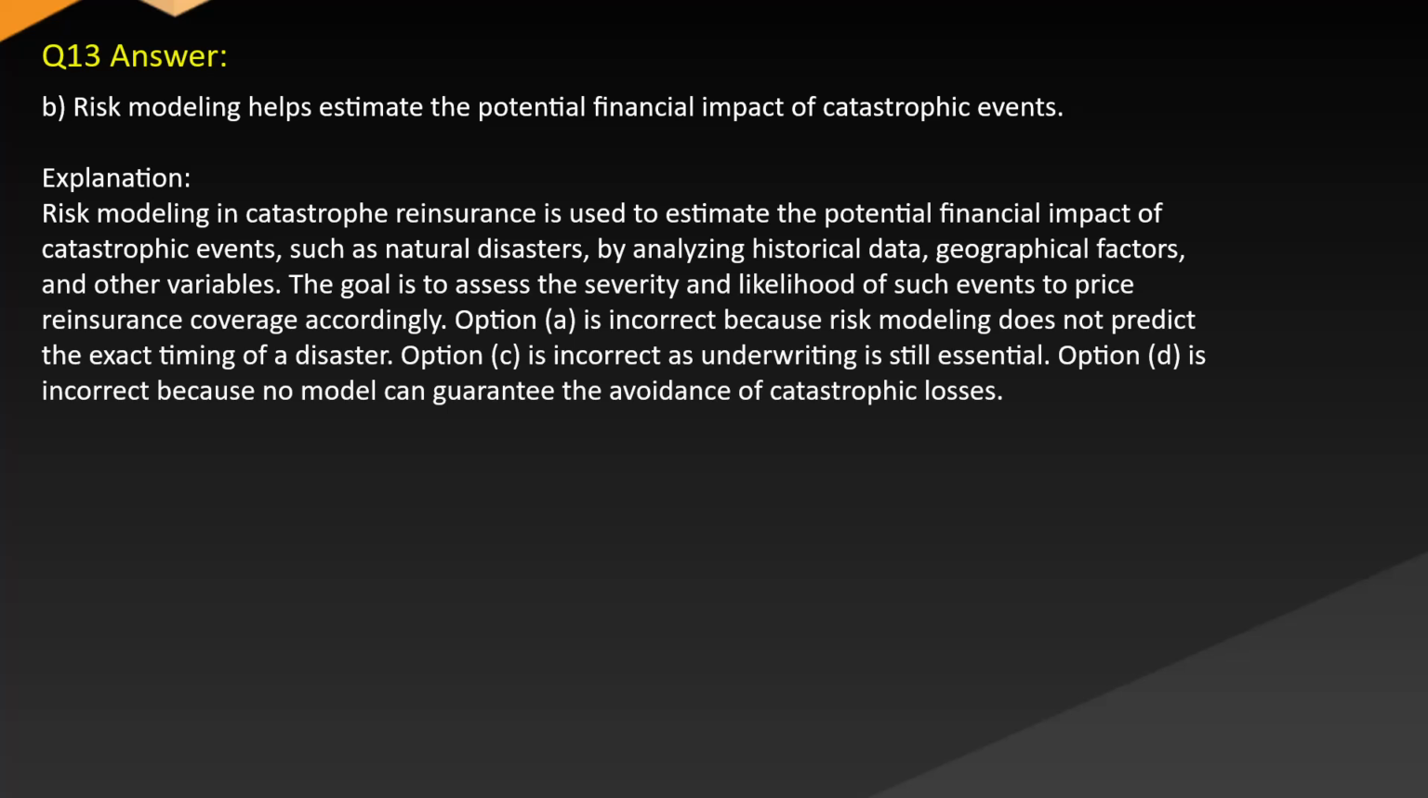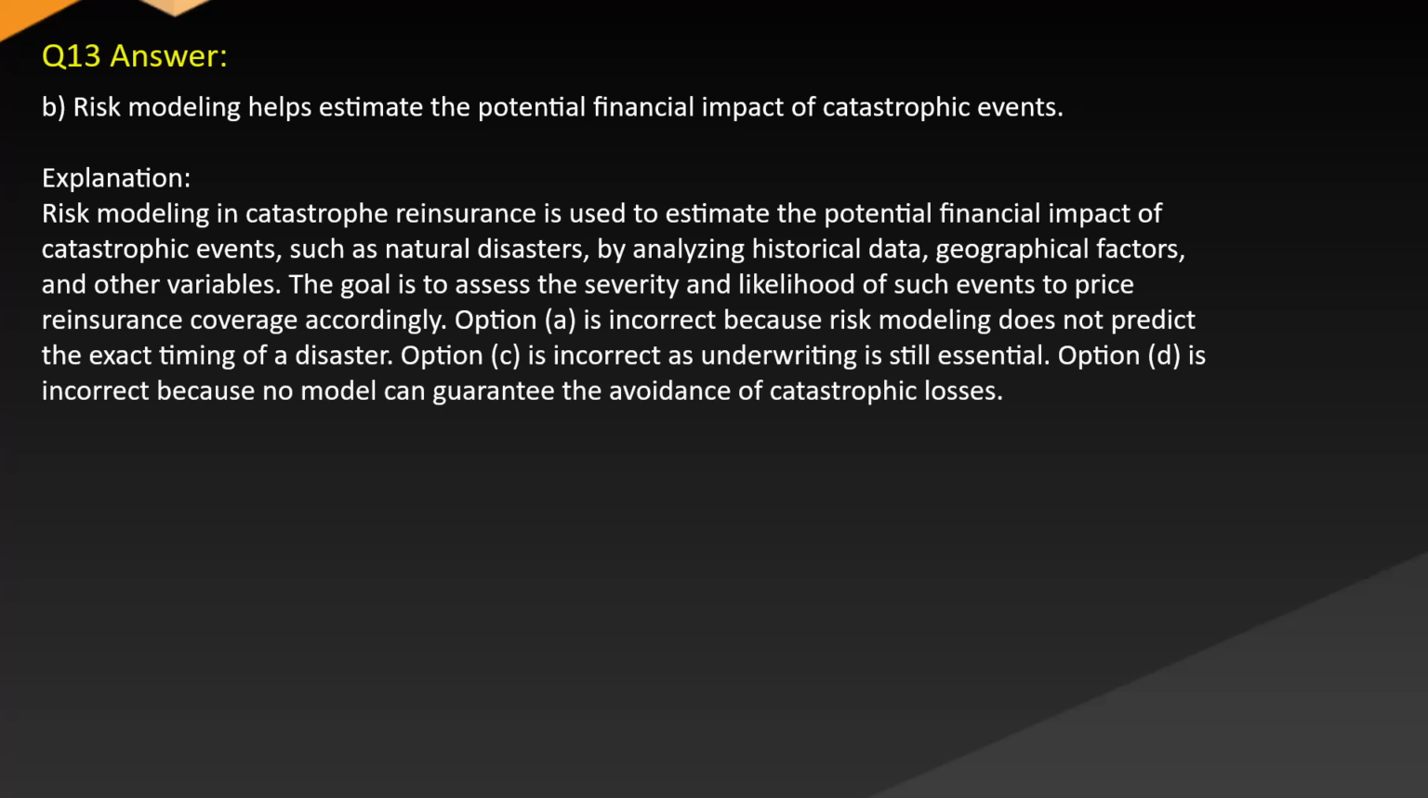Answer: B. Risk modeling helps estimate the potential financial impact of catastrophic events. Explanation: risk modeling in catastrophe reinsurance is used to estimate the potential financial impact of catastrophic events, such as natural disasters, by analyzing historical data, geographical factors, and other variables. The goal is to assess the severity and likelihood of such events to price reinsurance coverage accordingly.